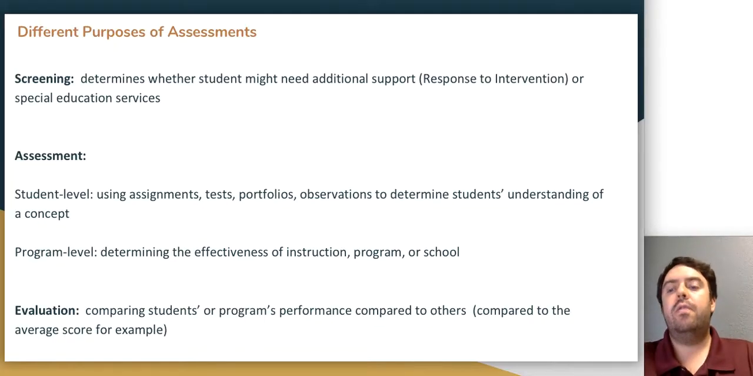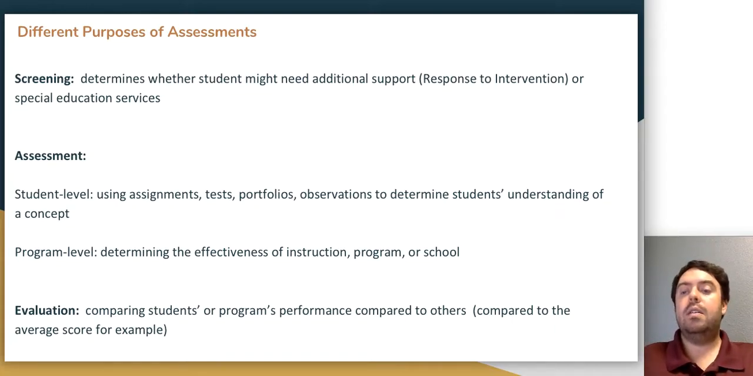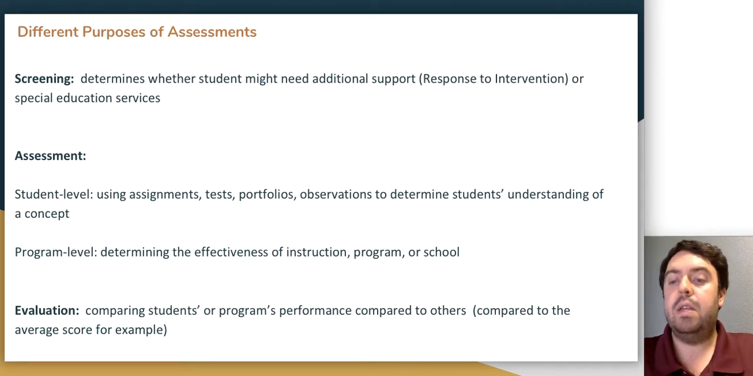So to begin, there are different purposes for assessment. First of all, there could be a screening purpose, where you're just trying to evaluate whether students have grade level appropriate or age level appropriate skills. The screening would primarily focus on whether students need additional accommodations or modifications based on their hearing, sight, or cognitive abilities.